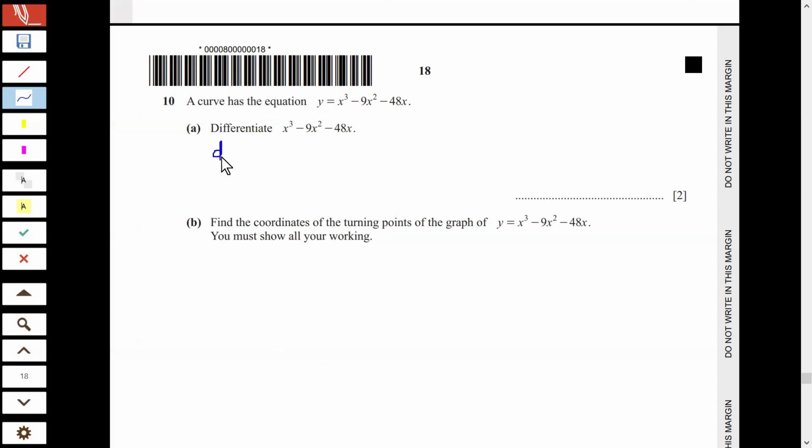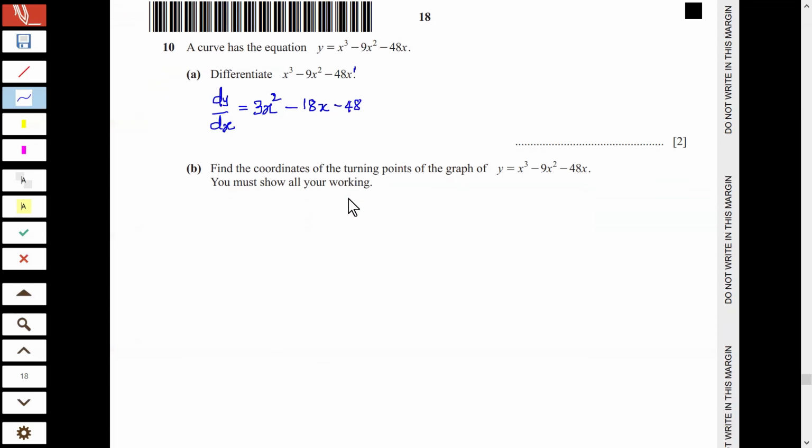So we can say dy dx is equal to, now multiply the power by the coefficient of x, 3 times 1 is 3, and then subtract 1 from the power, which is 3x squared, minus multiplying 2 by the coefficient of x, 2 multiplied by 9, this gives us 18x, and then finally we have here power 1 times 48, and that's minus 48. So this is the answer to question A.